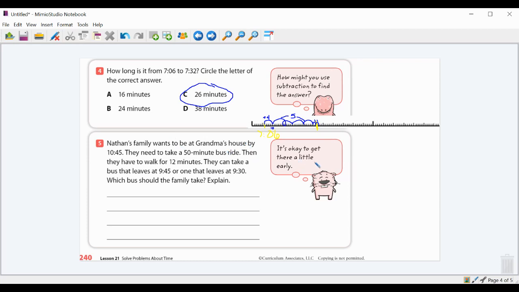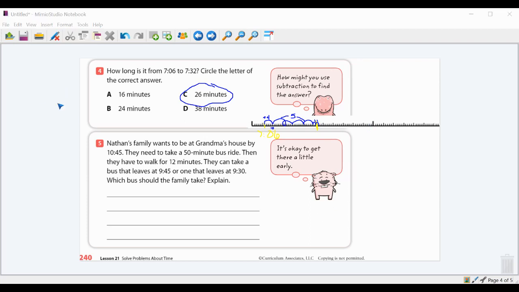Nathan's family wants to be at Grandma's house by 10:45. They need to take a 50-minute bus ride. Then they have to walk for 12 minutes. They can take a bus that leaves at 9:45 or the one that leaves at 9:30. Which bus should the family take? Explain. Well, it says here it's okay to get there a little early, but you probably don't want to be there way early.